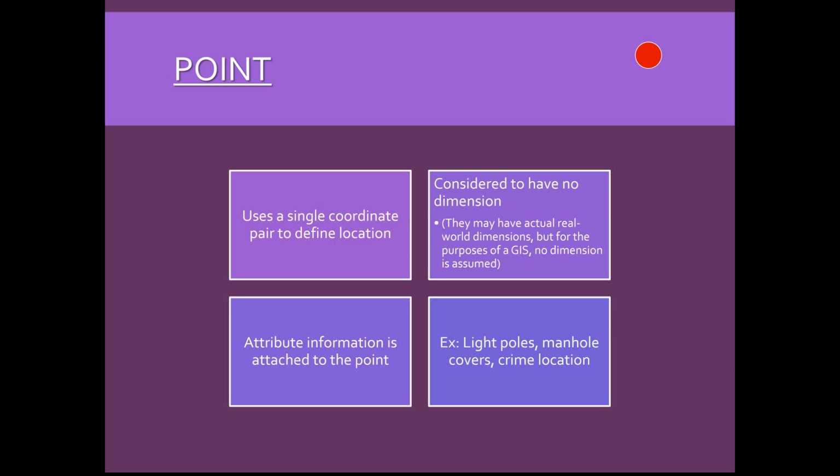Each point has associated attribute information, and the information is attached to the center of the point. Examples of spatial phenomena that would be modeled well as points are light poles, manhole covers, and crime locations.